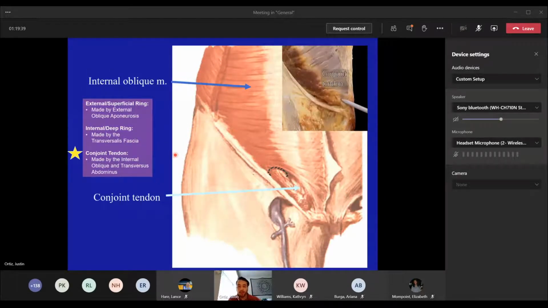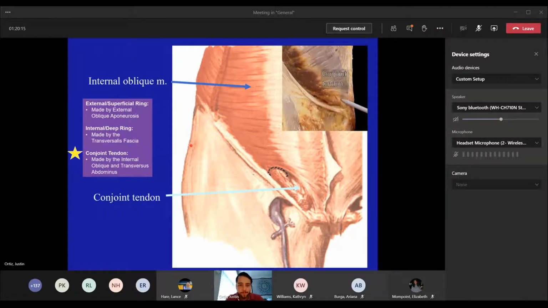So what this conjoint tendon is basically, how do I explain? It's kind of like a triangle structure, looks like that. When you remove everything, it looks like that. That's your conjoint tendon. It's going to be made out of the aponeuroses of the internal oblique and the transversus abdominis. So your internal oblique and your transversus abdominis converging towards the linea alba, towards the midline, make this conjoint tendon, which is located right here. That's your conjoint tendon. This is your inguinal ligament. This would be your conjoint tendon.